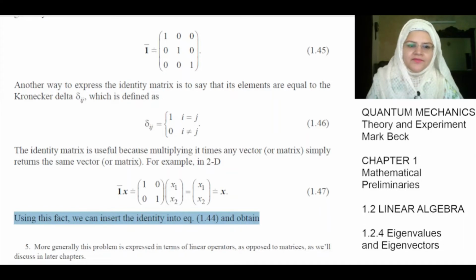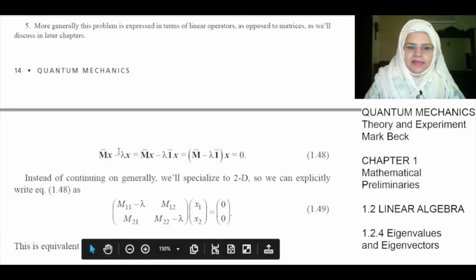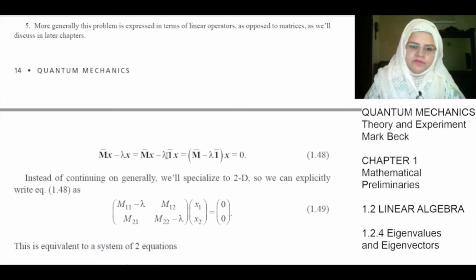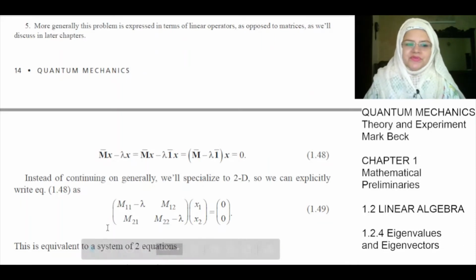Using this fact, we can insert the identity into equation 1.44 and obtain M bar x minus lambda x is equal to M bar x minus lambda 1 bar x. We have inserted the identity into the equation. If we take out the vector x, we are left with, in brackets, M bar minus lambda 1 bar, brackets close, times vector x is equal to 0.